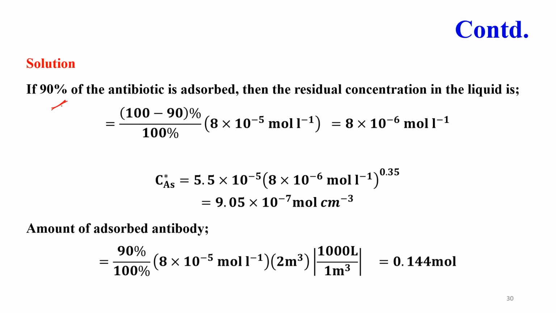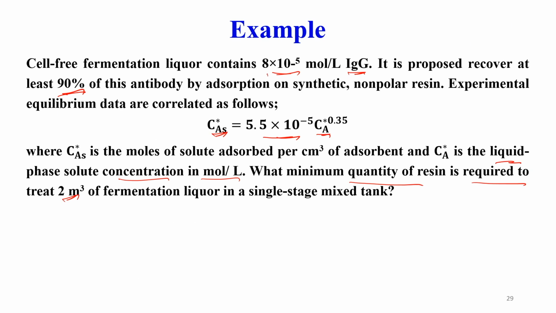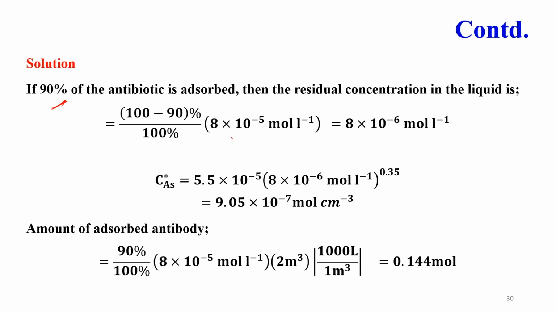So, what do we have to achieve? We have to achieve 90% antibody removal. The concentration was 8 × 10^-5, and the remaining 10% is 8 × 10^-6 mole per liter. Now, this will be in equilibrium with the surface. So, C_AS comes out to be 9.5 × 10^-7 mole per cubic centimeter.